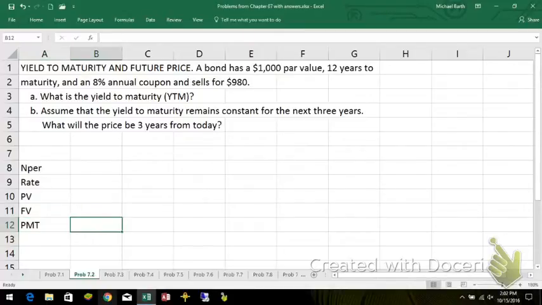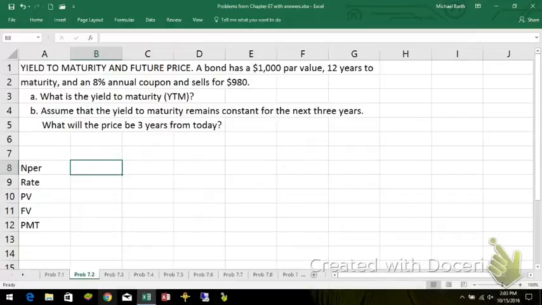The coupons, or the annual coupons in this case, are the payments. The par value or face value, the amount to be repaid at maturity, is the future value, and the time until the bond matures is the number of periods.